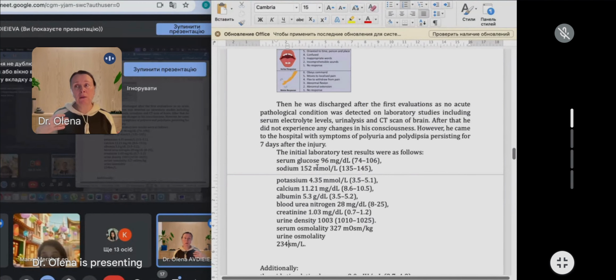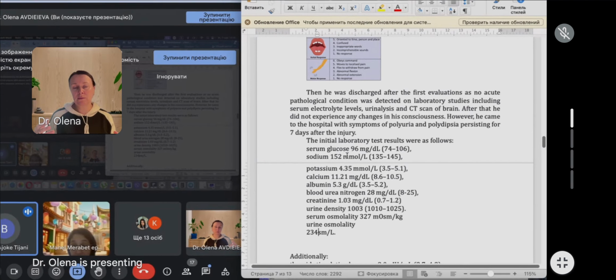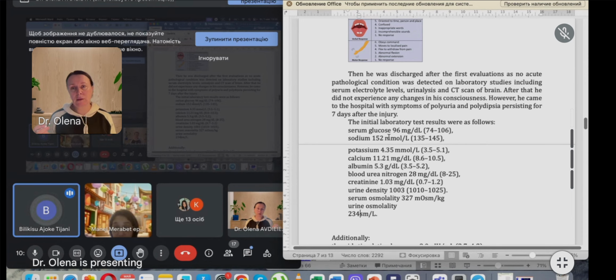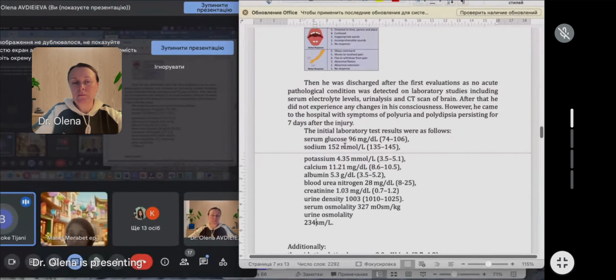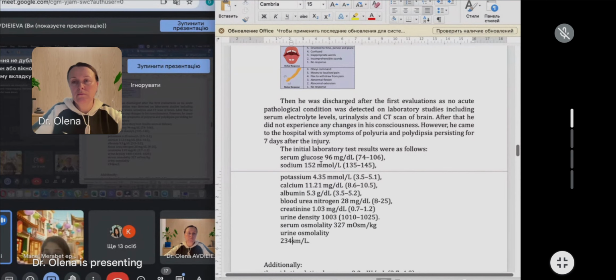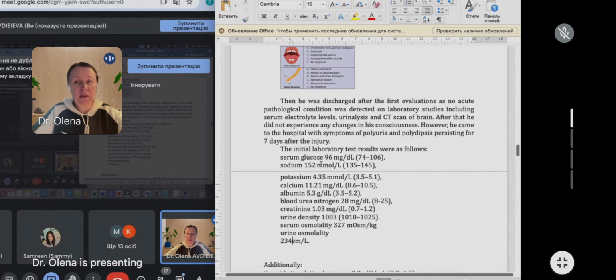Doctor, maybe we need to do further investigations like a CT scan, because according to research, head trauma can sometimes lead to diabetes insipidus, because sometimes the injury might affect the hypothalamus neurons in the pituitary gland. Could this be the case that we're looking at for this patient? A CT scan was performed, and they didn't see anything. Yes, no changes were determined during the CT scan examination.